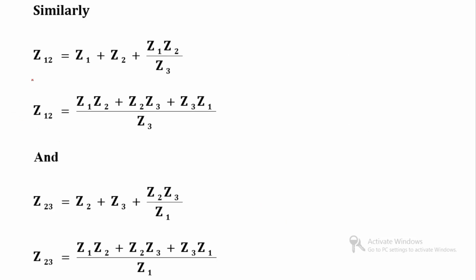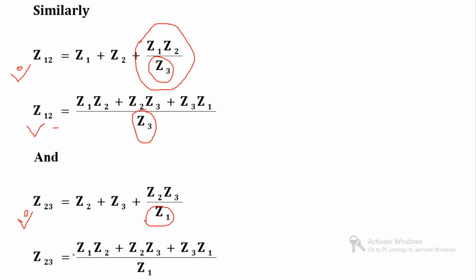Similarly, you can write your impedance Z12 also. Z12 is equal to Z1 plus Z2 plus Z1 Z2 by Z3. So, you will take the LCM of Z3. So, it is equal to Z1 Z2 plus Z2 Z3 plus Z3 Z1 divided by Z3. So, this is your impedance Z12. Similarly, you can find your impedance Z23 is equal to Z2 plus Z3 plus Z2 Z3 divided by Z1. If you take the LCM of Z1, that is equal to Z23 is equal to Z1 Z2 plus Z2 Z3 plus Z3 Z1 divided by Z1.